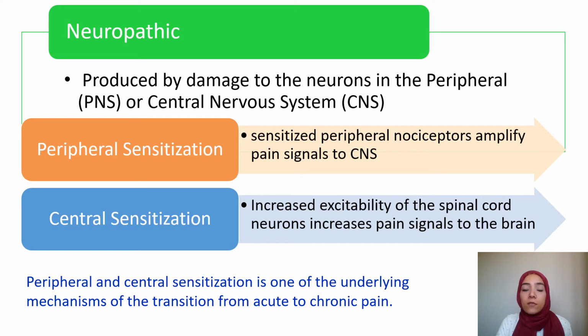Neuropathic pain can come from both peripheral and central sensitization mechanisms. Peripheral sensitization is when the peripheral nociceptors amplify and unnecessarily exaggerate the pain signals sent to the central nervous system, which is the spinal cord and brain. Central sensitization is due to the overexcitability of the spinal cord neurons, causing them to send increased pain signals to the brain. These are mechanisms by which acute pain can transition to chronic pain.